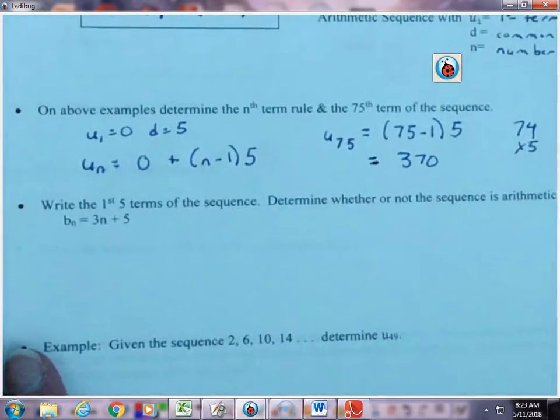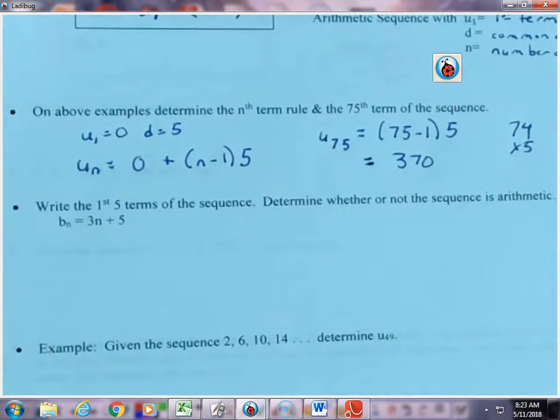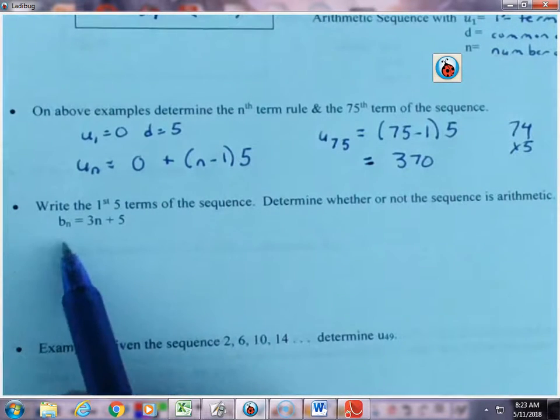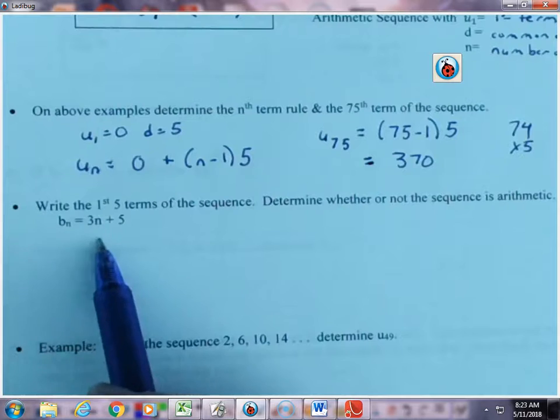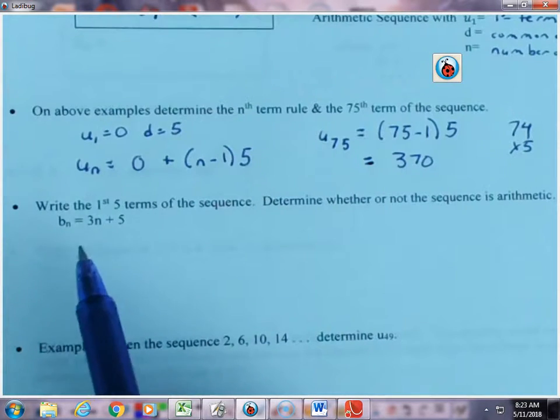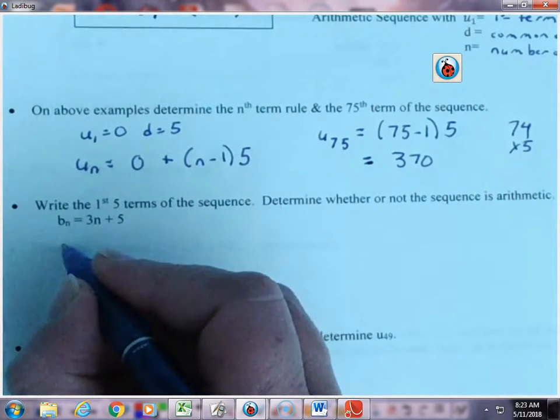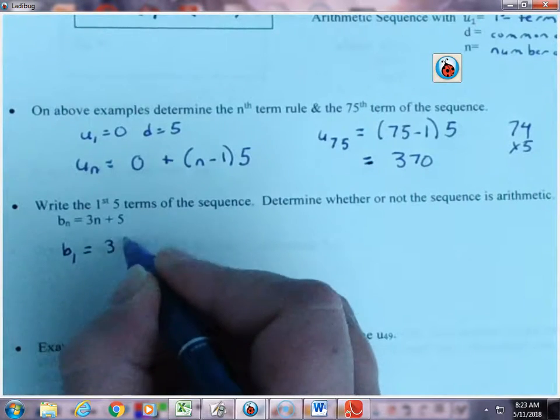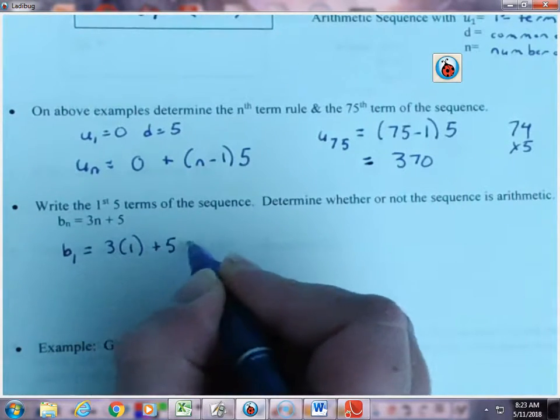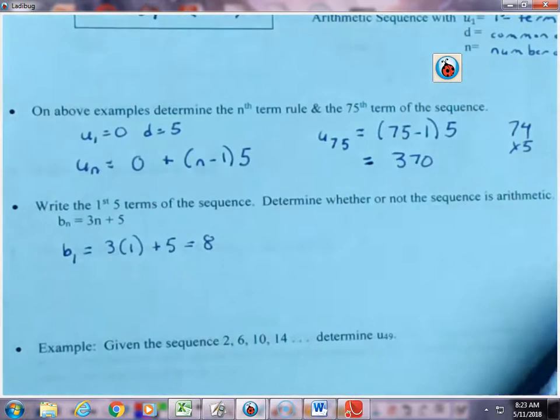Okay, the next one says, write the first 5 terms of the sequence, determine whether or not the sequence is arithmetic. Okay, so here's b sub n. So I just have to substitute in 1, and then 2, and then 3, and then 4, and then 5. So the first one would be 3 times 1 plus 5. So 8. If only I had 4 more people to find the next ones.